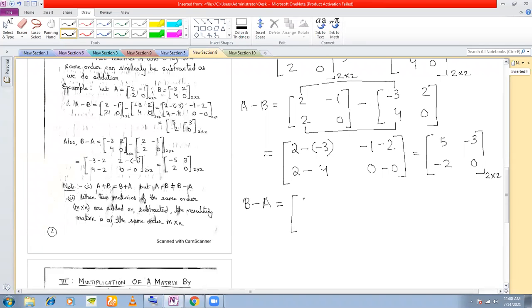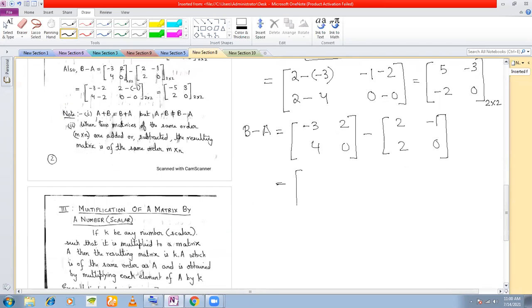So B minus A will be [3 minus 3, 2 minus 4, 0 minus 2, -1 minus 2, 0]. What you see here is minus 3, minus 2, 2 minus of minus 1, 4 minus 2, and 0 minus 0. So this will become minus 5, 3, 3, 2, 0. So you see we are getting a 2 by 2 matrix.